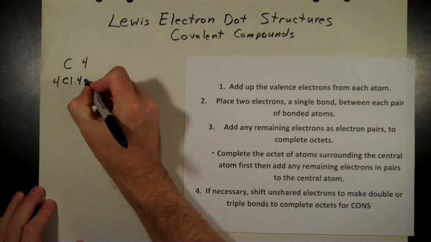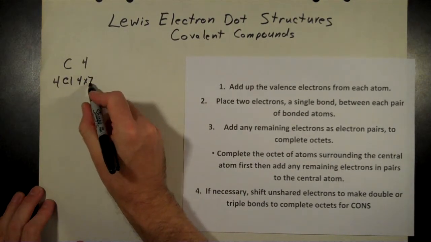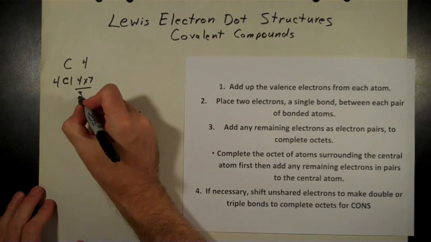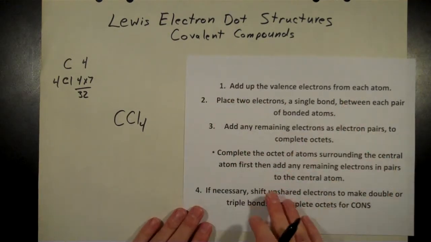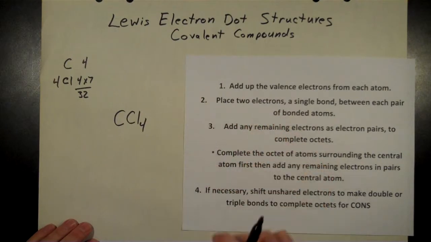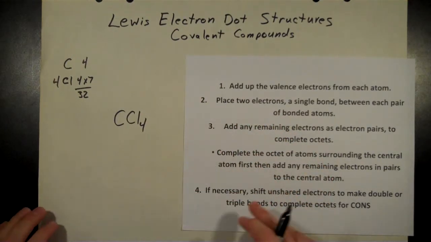And so we're going to take then 4 times 7. So that's 28 there, plus another 4 is 32 total electrons for that. All right, so that's step number 1, add up the valence electrons. Step number 2 then, we're going to get our central atom here.